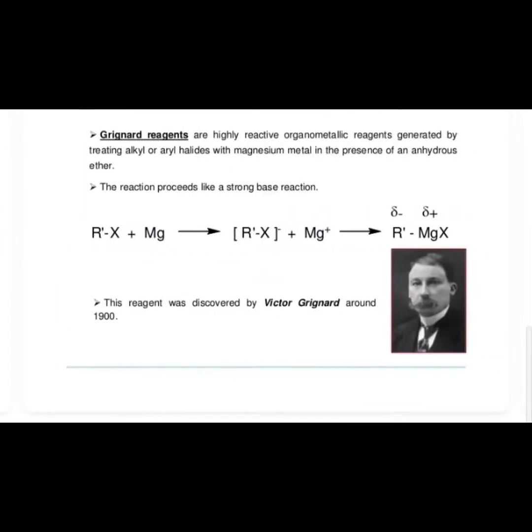First of all, see the background. All of you know that the Grignard reagent is a highly reactive organometallic reagent. It is generated by treating an alkyl or aryl halide with magnesium metal in the presence of anhydrous ether. So three reagents are taken here: alkyl or aryl halide, and magnesium metal.